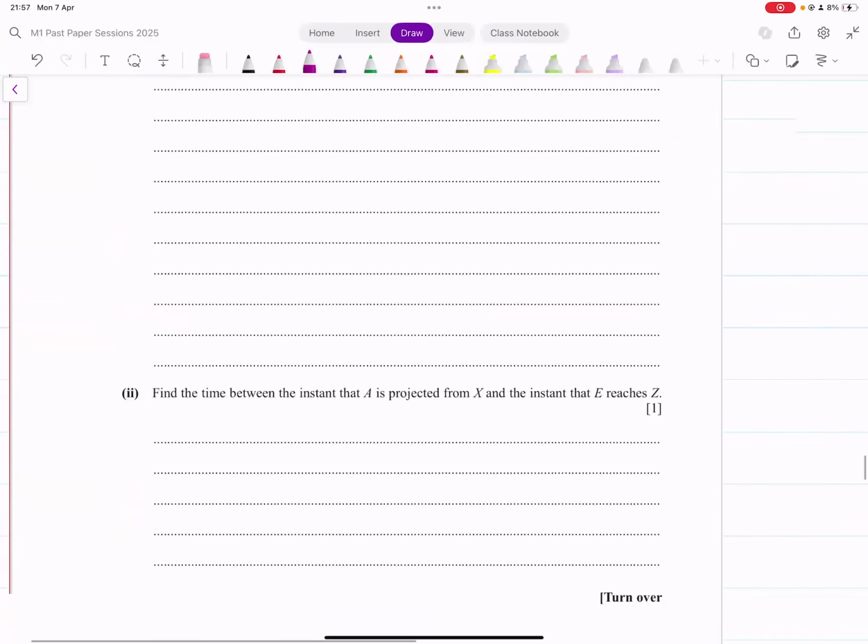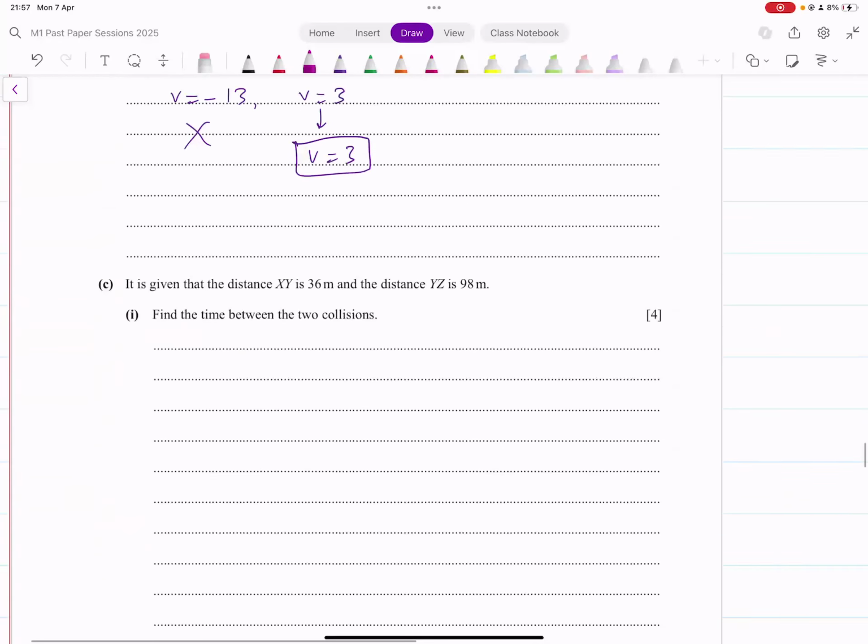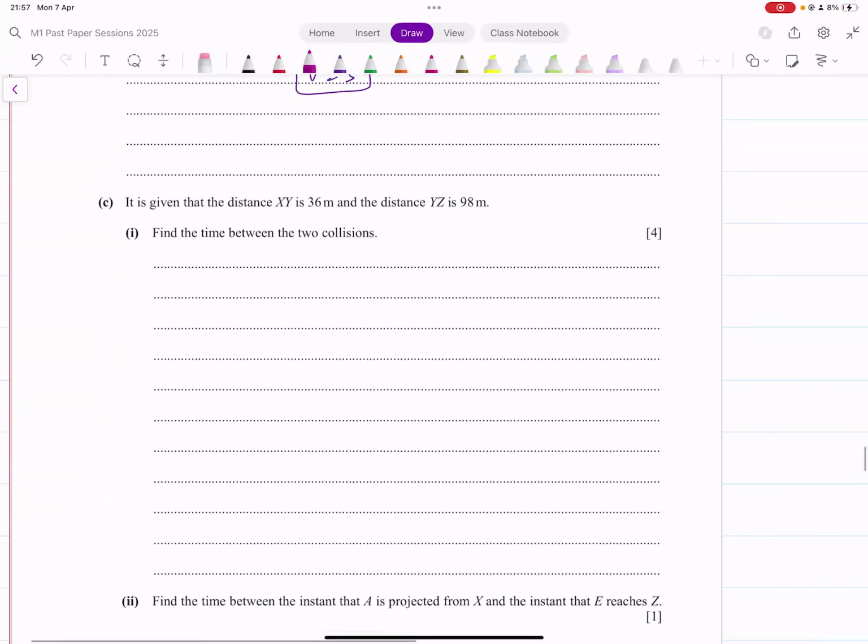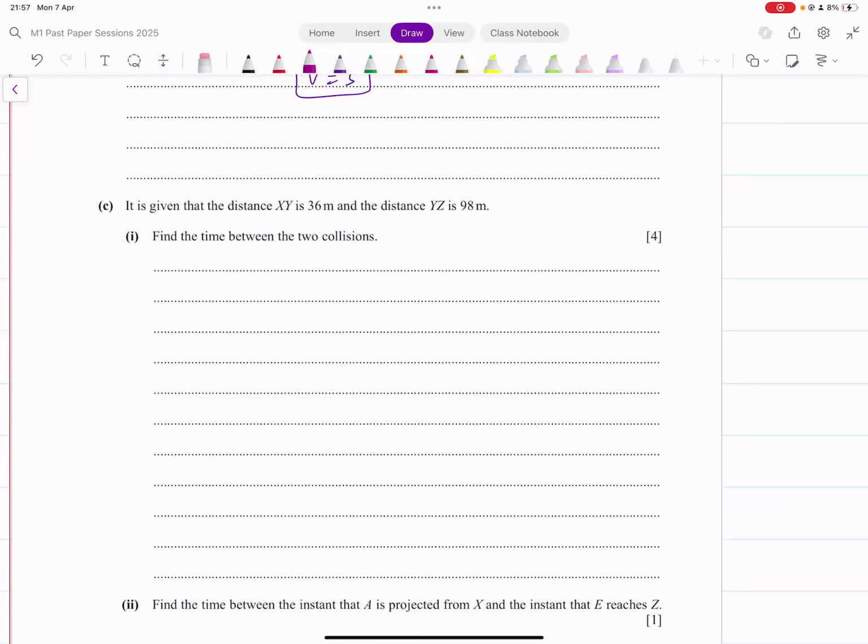Okay, we still have 2 more parts to go for this particular question. It's given that the distance xy is 36 meters and yz is 98 meters. Find the time between the 2 collisions.